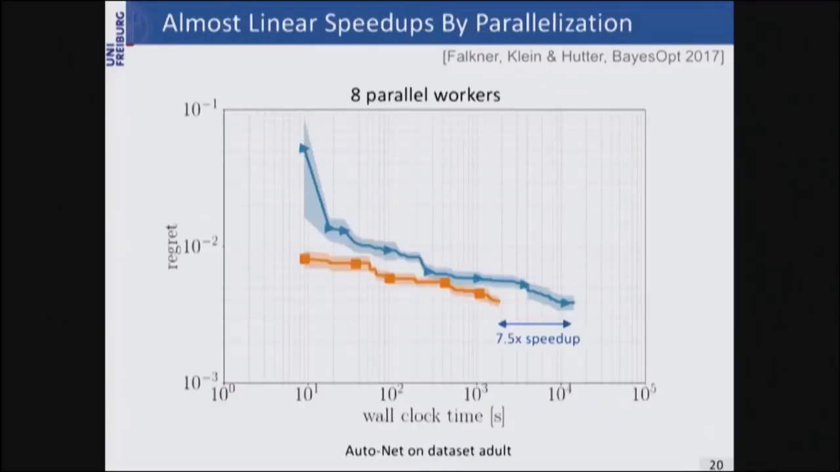Okay, we can also parallelize this. This parallelizes beautifully, so it's also a myth that Bayesian optimization doesn't parallelize. One has to work a little bit harder, and it doesn't parallelize perfectly, but almost perfectly. So with 8 workers, we get 7.5-fold speedups here.